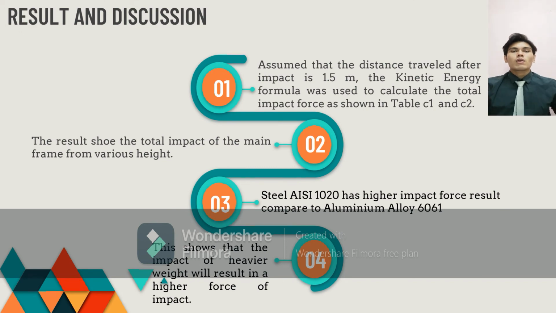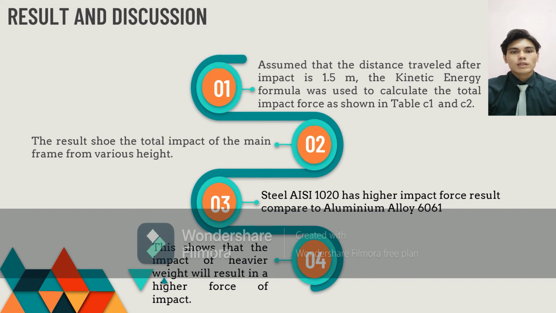Next, I will explain how I calculated the data. Assume that the distance traveled after impact is 1.5 meters. After that, the kinetic energy formula was used to calculate the total impact force as shown in table C1 and C2. The result shows the total impact on the mainframe from various heights. The height ranges from 200 to 800 meters.